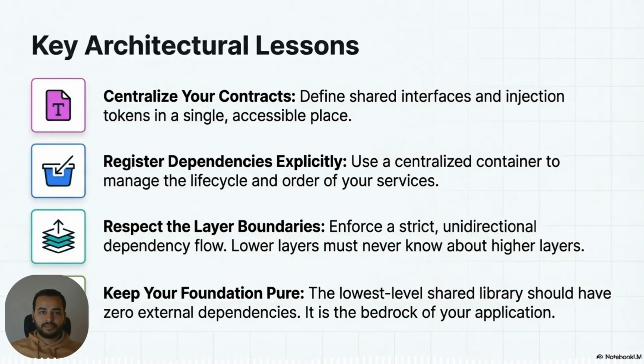Let me wrap this up with the key lessons we've learned from building this architecture. First, centralize your contracts. Define your shared interfaces and models in one accessible place. Trust me, this keeps everything consistent. Second, respect those layer boundaries. Enforce a strict unidirectional dependency flow and stick to it. And third, keep your foundation pure. That lowest level shared library should have 0 external dependencies. It's the bedrock of your entire application. When you bring all these principles together, you create a stable, scalable architecture that can grow right alongside your needs.